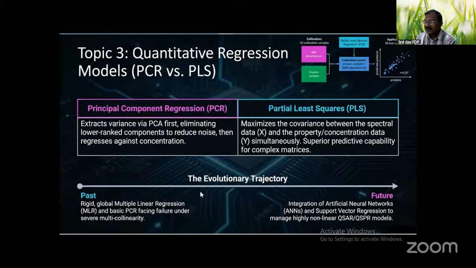Presently, scientists apply integration of artificial neural networks and support vector regression to manage highly nonlinear QSAR or QSPR models. Chemistry people are well aware of QSAR. What about QSPR? QSPR means the quantitative structure property regression model, used in chemoinformatics and computational chemistry.